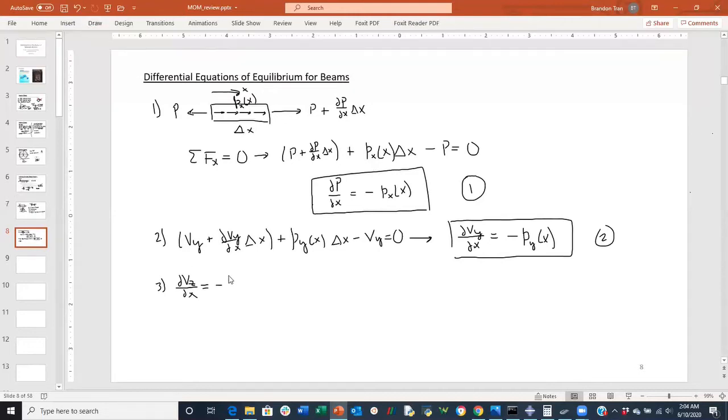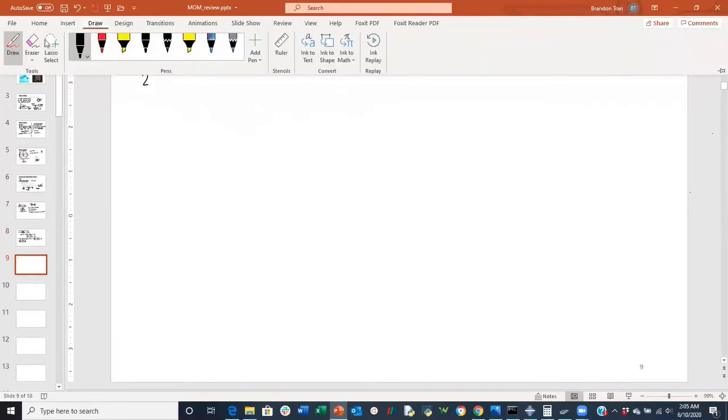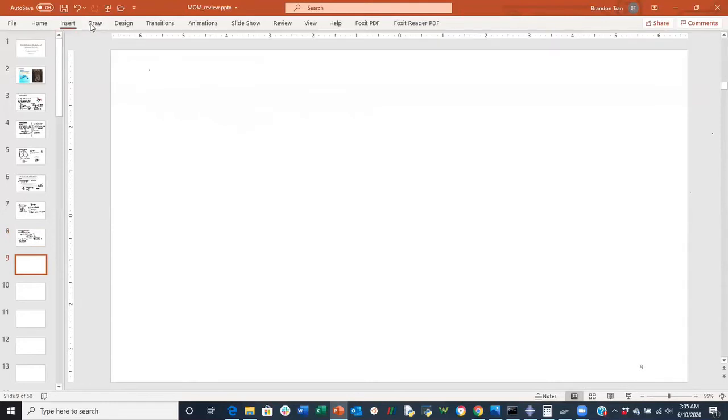Negative p_z of x. Okay. So that would be equation 3. So those are the first 3 equilibrium equations. Now we have to establish the equilibrium equations for moments. So equilibrium equation 4. So equilibrium equation 4 would be as follows.